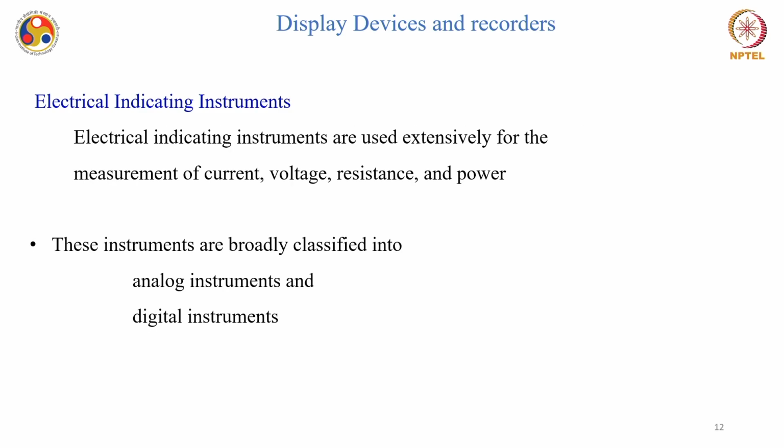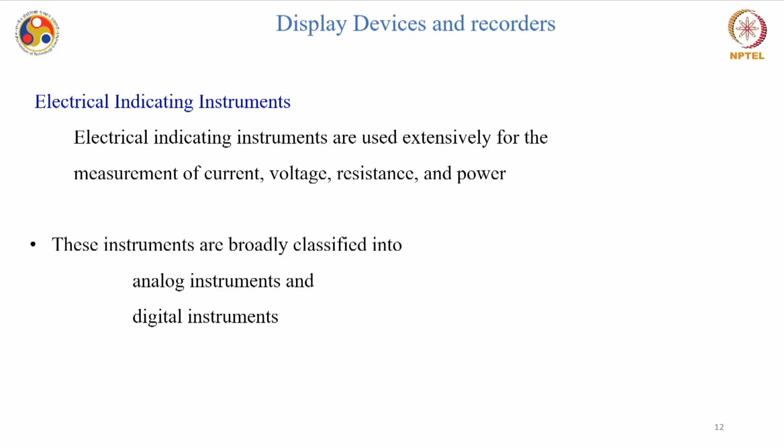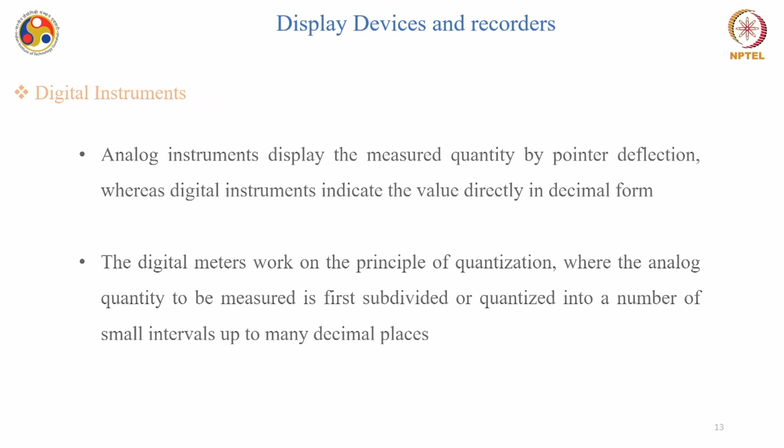Now, electrical indicating instruments we have seen earlier in detail, but I will just recall them so that we are on the same page. Electrical indicating instruments are used extensively for the measurement of current, voltage, resistance and power. We have seen all kinds of electromechanical instruments in our module 2. In fact, we have given week 2 to week 6 dedicatedly to the analog meters. These instruments are broadly classified into analog and digital. We have mostly seen the instruments which were analog in nature.